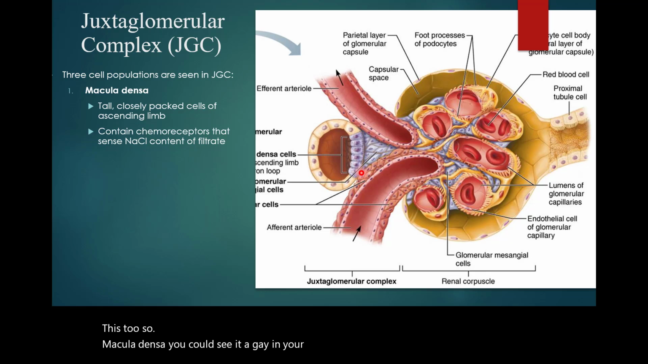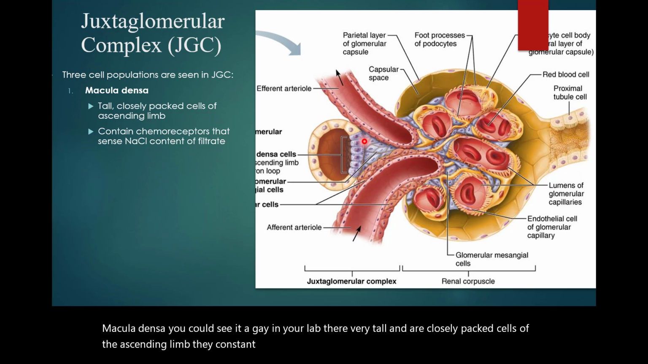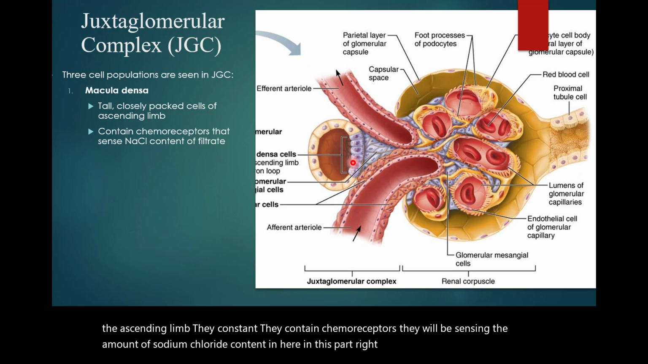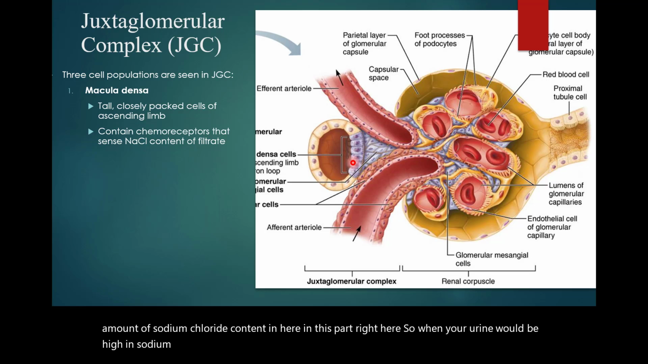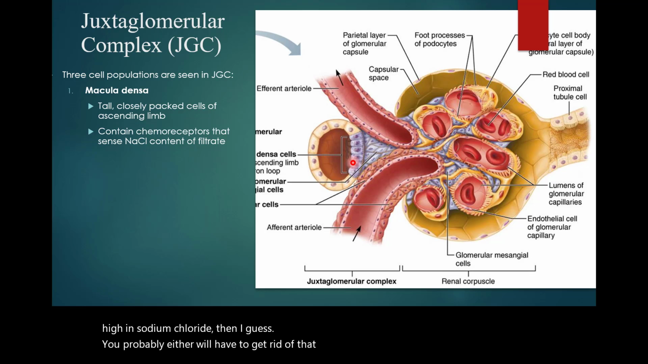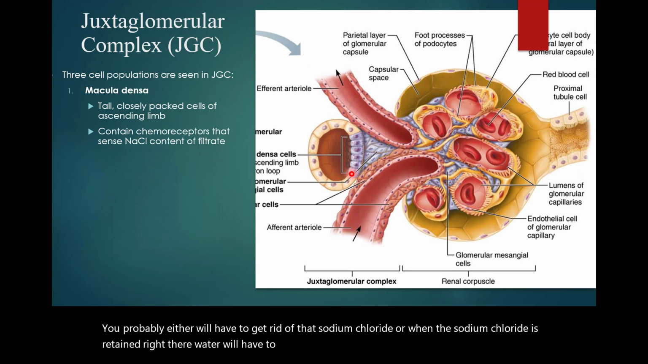They're very tall and closely packed cells of the ascending limb. They contain chemoreceptors. They sense the amount of sodium chloride content in the urine, this part right here. So when your urine is high in sodium chloride, you probably will have to get rid of that sodium chloride, or when the sodium chloride is retained, water will have to be taken in. So this one senses the amount of sodium chloride in the urine.